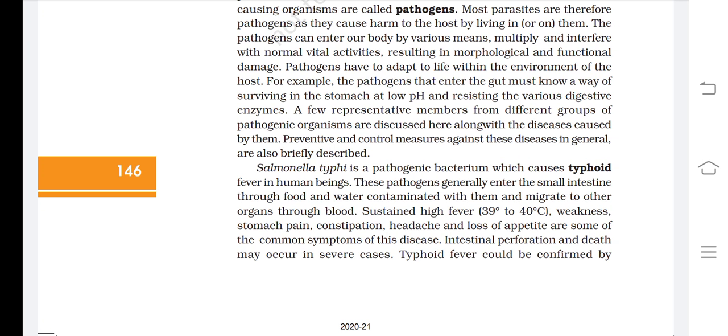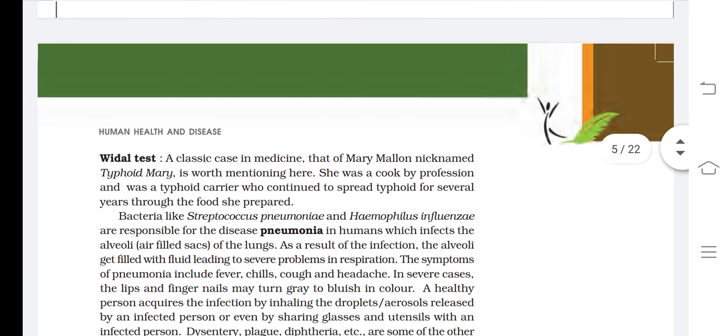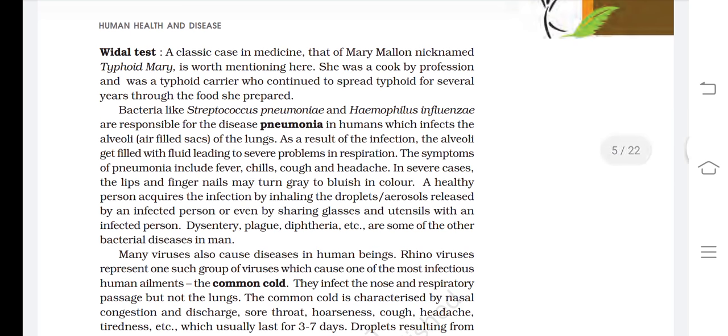Intestinal perforation and death may occur in severe cases. Typhoid fever could be confirmed by the Widal test. A classic case in medicine, that of Mary Mallon, nicknamed Typhoid Mary, is worth mentioning here. She was a cook by profession and was a typhoid carrier who continued to spread typhoid for several years through the food she prepared.